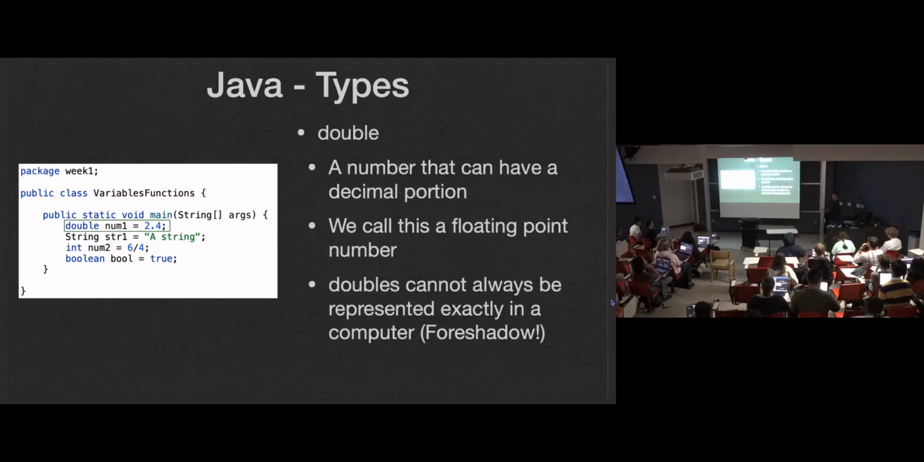So double, this is a numeric value that can have a decimal portion. So 2.4, since it has a decimal portion, we're going to make that a double. Doubles cannot be represented exactly in our computer, which is a great topic for week 3. For now, we'll just leave it at that. But these doubles can have decimal portions. So if I have a decimal portion, it's going to be a double.